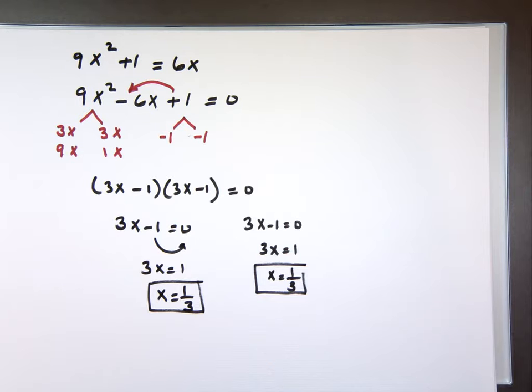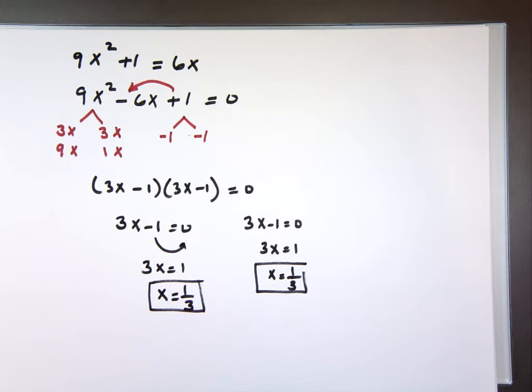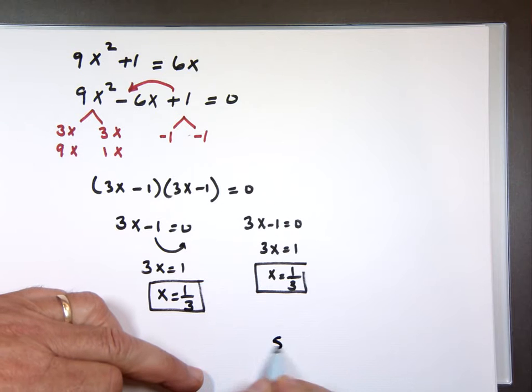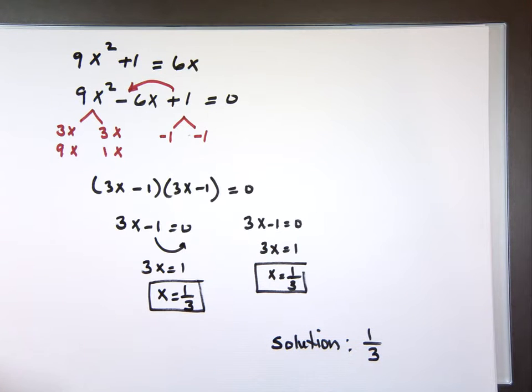Since it's the same answer, when you type it on that computer program, you only write the answer once. You don't put 1/3 comma 1/3. So your solution is only one number. It's just 1/3. Don't write it twice. You write it twice, they'll mark it wrong. It's the same answer.